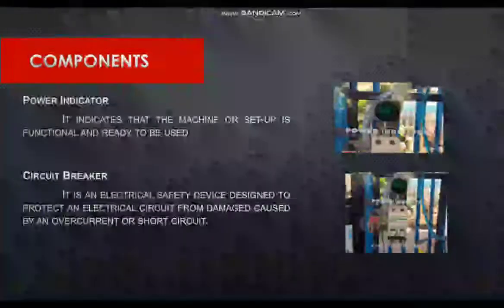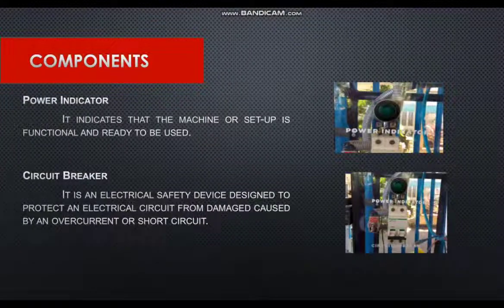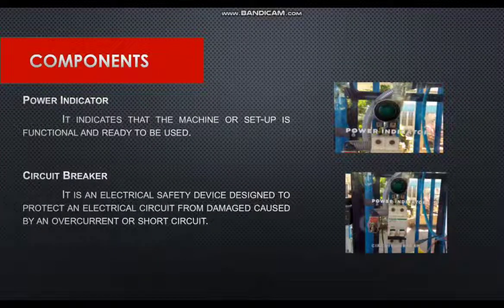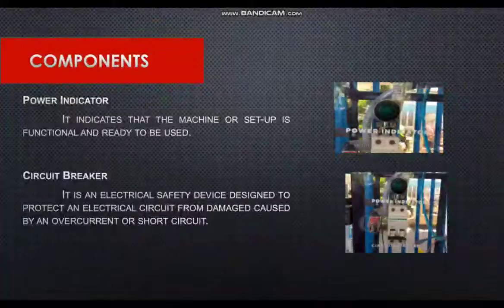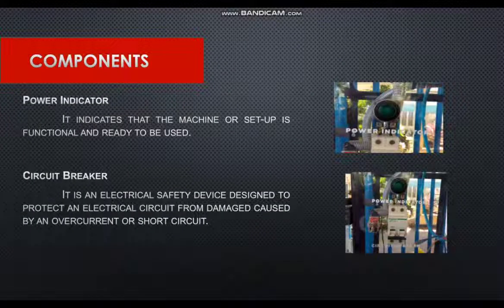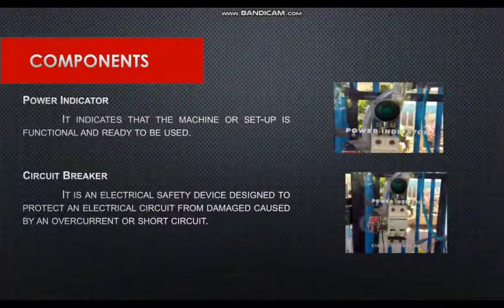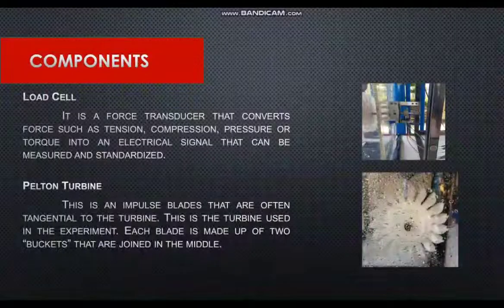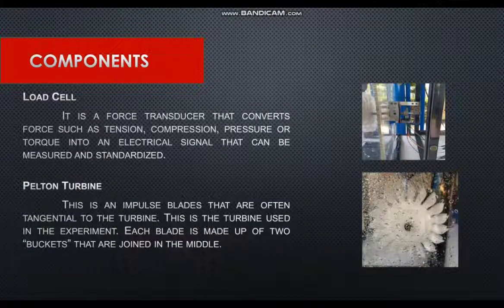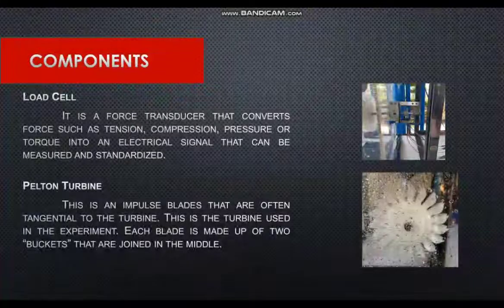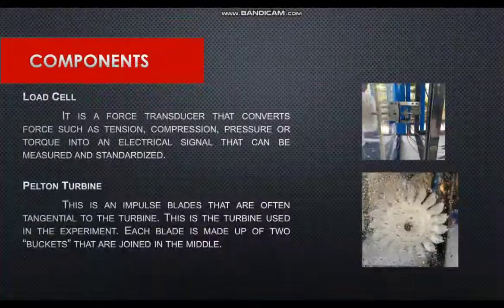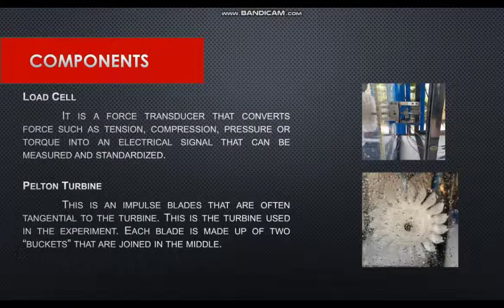The power indicator. It indicates that the machine or setup is functional and is ready to be used. The circuit breaker. It is an electrical safety device designed to protect an electrical circuit from the damage caused by an overcurrent or short circuit. The load cell. It is a force transducer that converts force such as tension, compression, pressure, or torque into an electrical signal that can be measured and standardized.